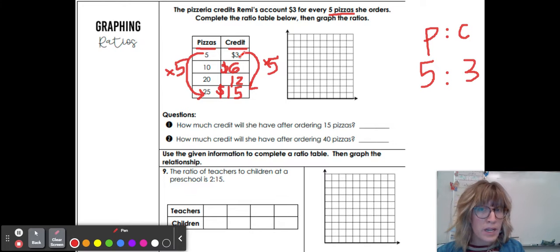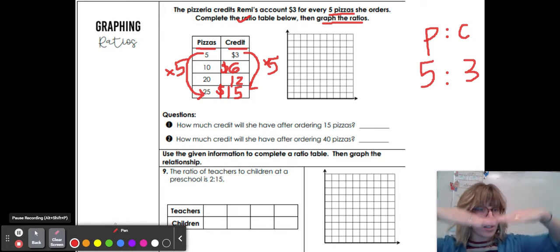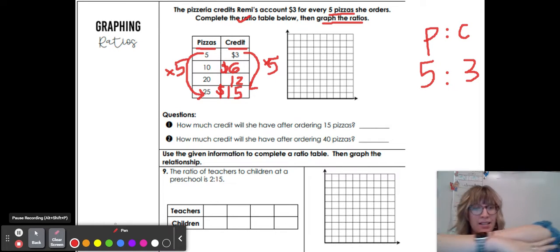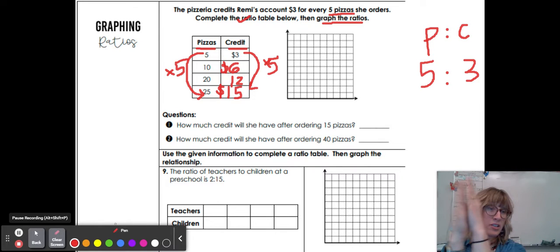Okay, so we have our data here. We have 5 to 3, which is, for 5 pizzas, it's $3, 10 is 6, 20 is 12, 25 is 15. Okay, well, we completed the ratio table, check. And now we're going to graph the ratios. Yahoo! Okay, so in our graph, we need to first determine what is going along our x-axis and what is going along our y-axis, right?